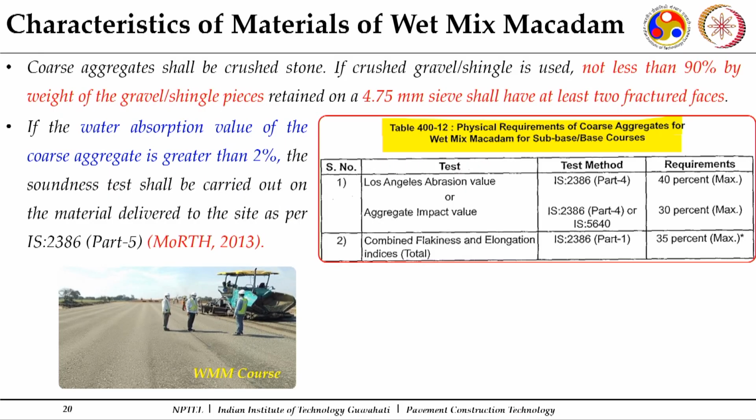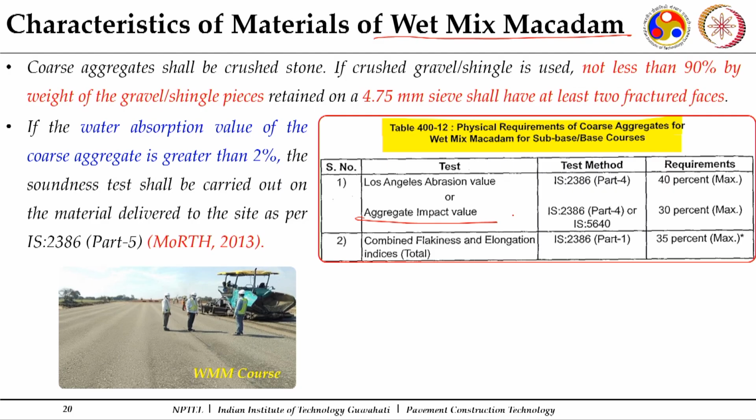The other granular unbound course which is used in the construction of flexible pavement is wet mix macadam. Now, this is used as a base course, so the requirements should be stricter compared to what we have seen for sub base courses. Here you can see that where the aggregate impact requirement for granular sub base courses was 40%, here it is 30%.